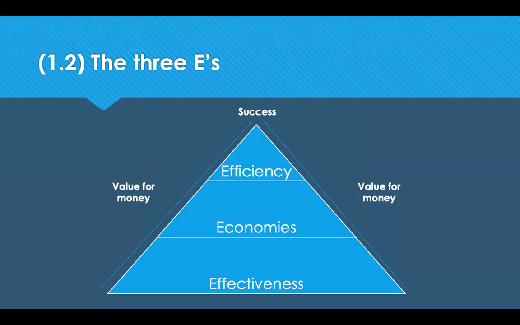Economies is about saving money, not time. So it's achieved when the quantity of a product or service is increased and the price per unit decreases. In theory, the more of a product you buy, the lower the price should be. And an organisation may need to change suppliers in order to reduce cost through economies of scale or consolidate their supply base. Efficiency and effectiveness should never come at the cost of quality.